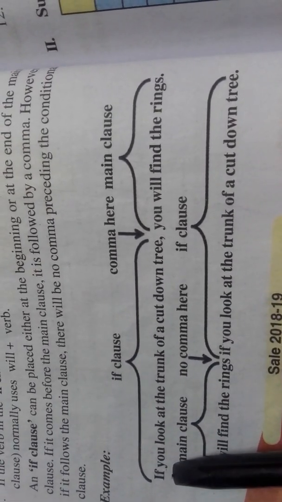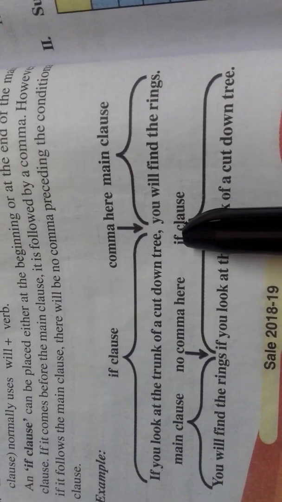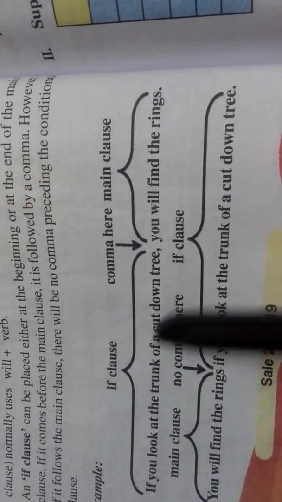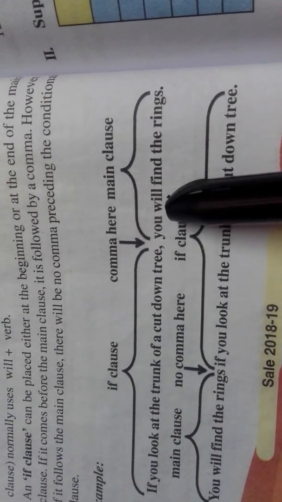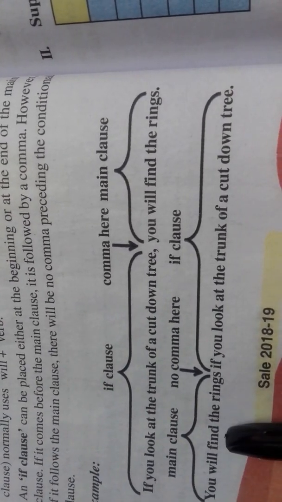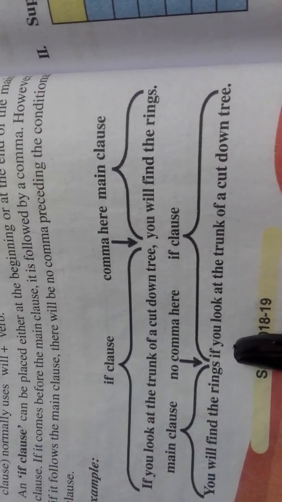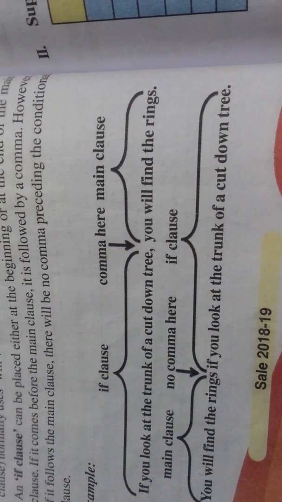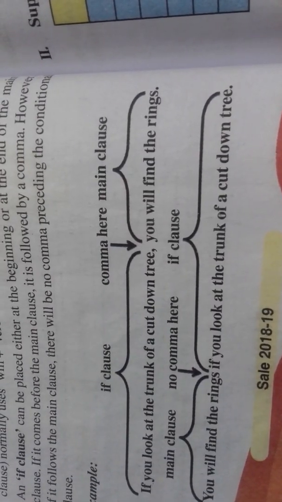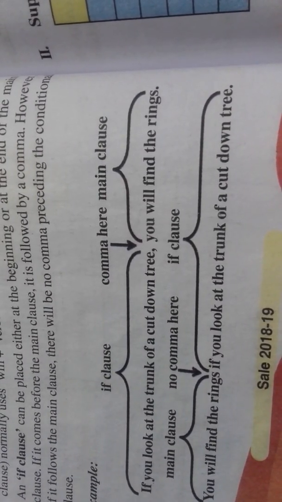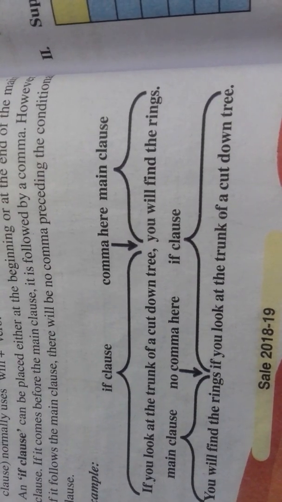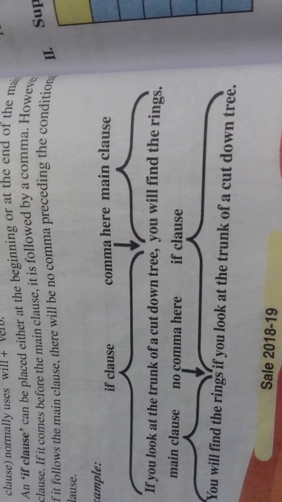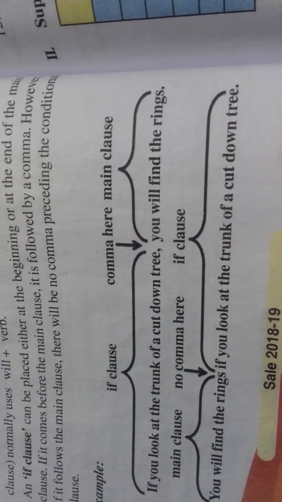Let's read the sentences. If you look at the trunk of a cut down tree, you will find the rings. Okay. So because if clause is coming first, there's a comma and the main clause is followed. The next way is you will find the rings if you look at the trunk of a cut down tree. Understood, children? So these are the 2 ways. And after this, page number 67, you are given few sentences and you are asked to rewrite the sentences using the if clause at the beginning of the sentence. Okay.